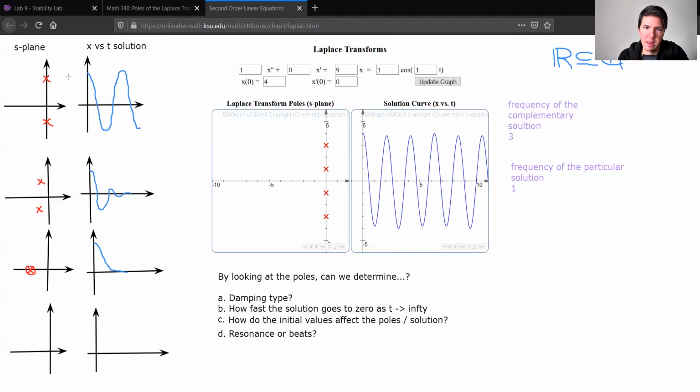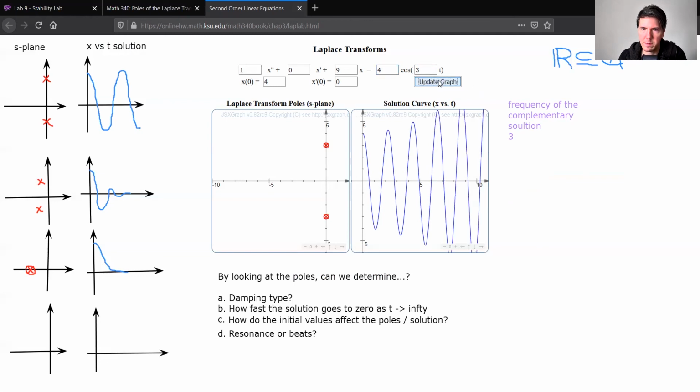If we leave the left side alone and we just change the frequency for the driving force and update it. And I also am going to increase the amplitude just to make it a little more noticeable, like there. Now we can see how the amplitudes grow. So now we have resonance.